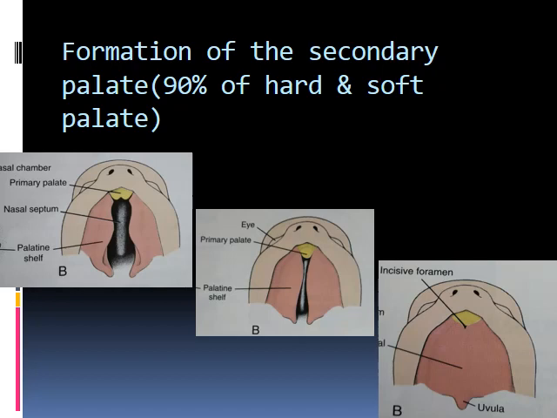So this diagram shows how the secondary palate is formed. As you can see, from the maxillary process, two shelves called the palatine shelves arise and grow medially, and ultimately they fuse in the midline as well as with the primary palate, which is represented by the yellow color here. So by fusion of the primary palate and the palatine shelves, ultimately the palate will be formed that will separate the oral cavity from the nasal cavity in the embryo.